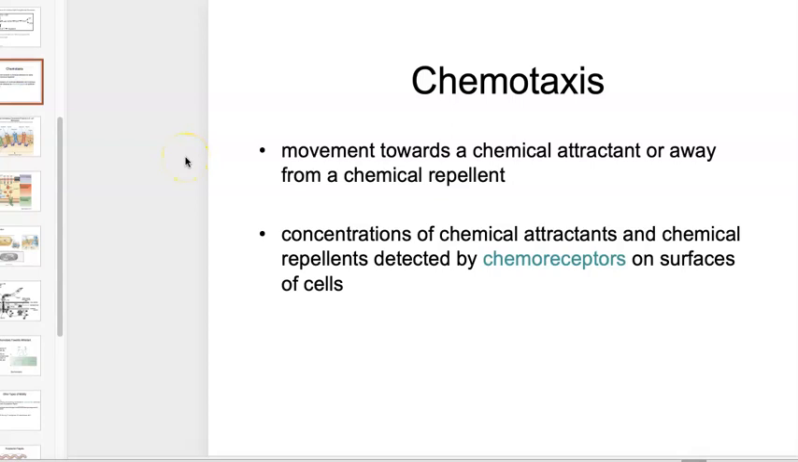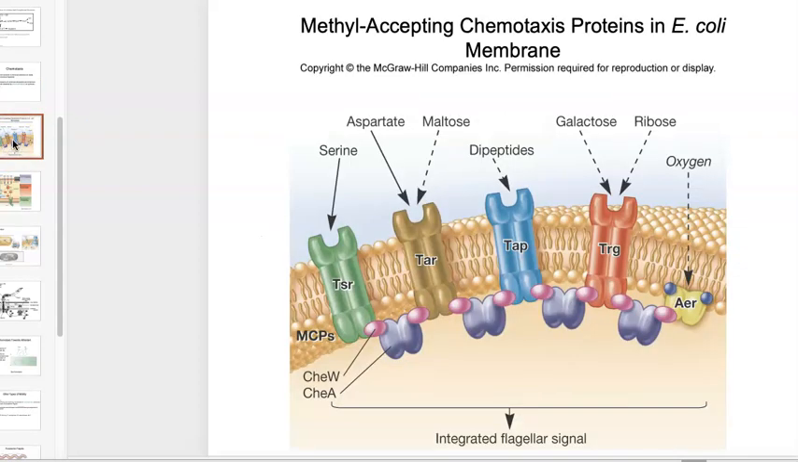So chemotaxis is movement towards a chemical attractant or away from a chemical repellent. The concentration of chemical attractants and repellents is detected by chemoreceptors on the surface of the cell, basically embedded in the cell membrane. And that's pictured here. What we call them are methyl-accepting chemotaxis proteins, or MCPs. And this is E. coli.